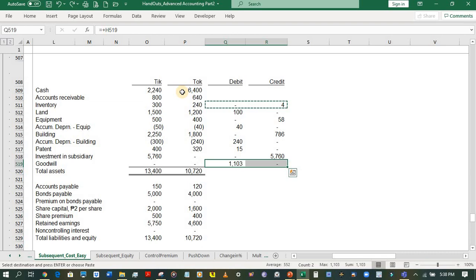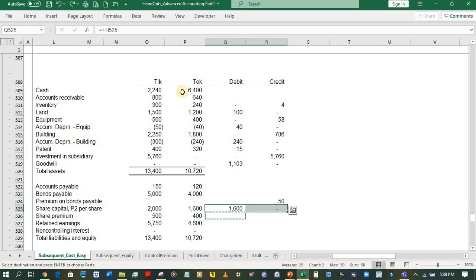Then we have debited goodwill for 1,103. Next is premium on bonds payable for 50 pesos. Then we debited share capital for 1,600, and that is to eliminate the 1,600 share capital of the acquiree. So this is the amount that should be eliminated. That's why this is debited.